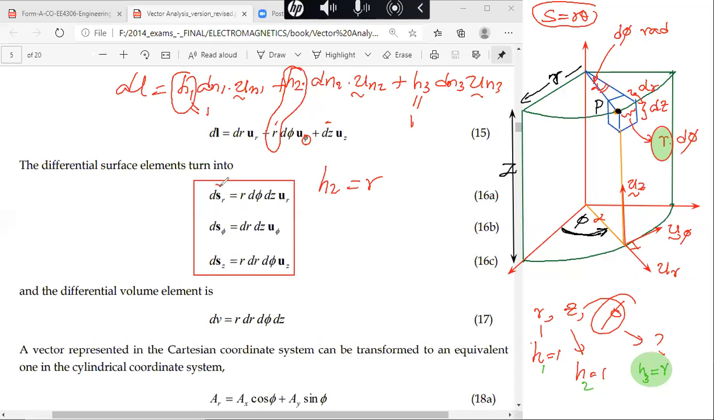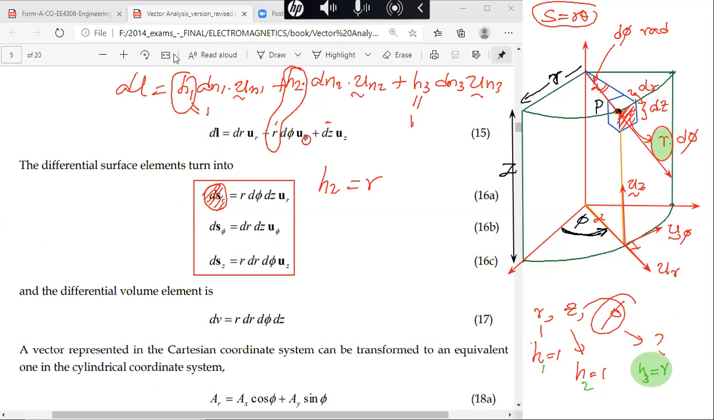Can you guess which surface this is? This surface is represented here. The direction is along the arc. Assume you are measuring R along this way. This is the direction for R, the direction for the U_R. Therefore, dS_r represents this red color surface.